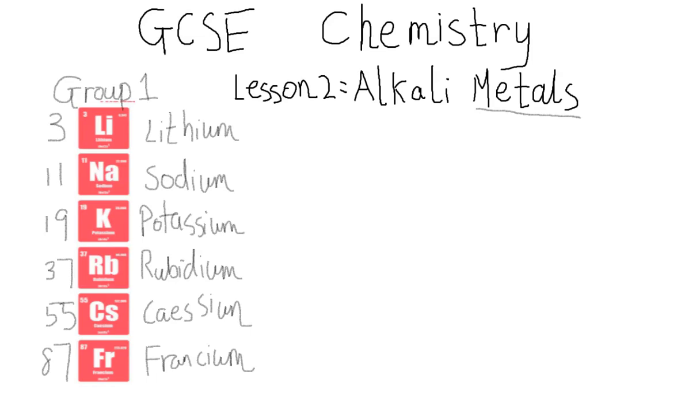Okay, hello guys. We are starting our second lesson in GCSE chemistry. Last time we looked at the elements, the periodic table, and atoms. So I thought we would dive into the periodic table in our next few lessons. Now we are looking at group 1, and what the elements are here: lithium, sodium, potassium, rubidium, caesium, and francium.